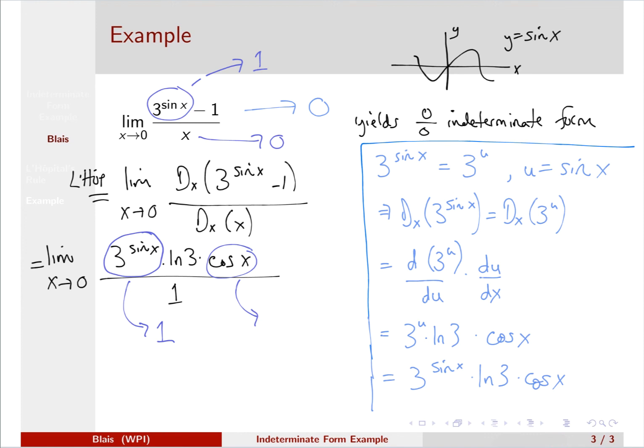recalling that the graph of cosine of x looks like this, we know as x approaches 0, cosine of x is approaching 1. And we see that this expression is thus approaching 1 times natural log 3 times 1, or natural log of 3.